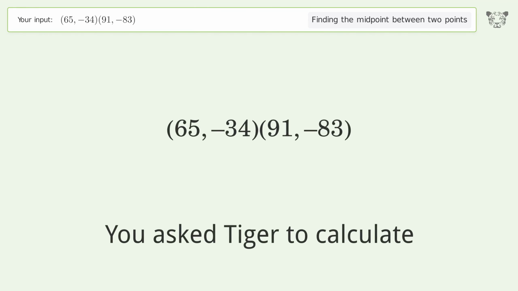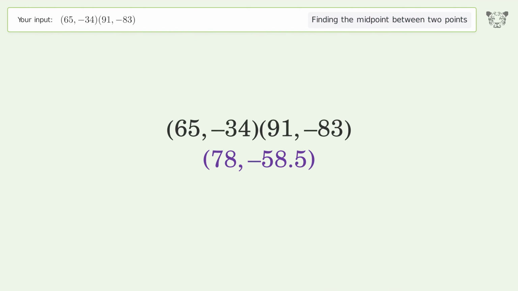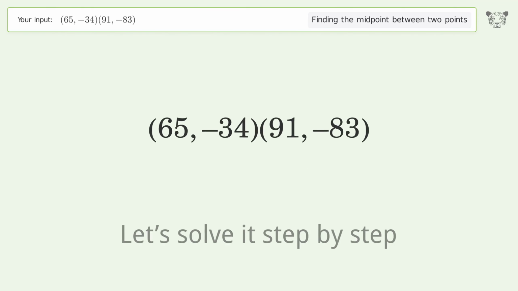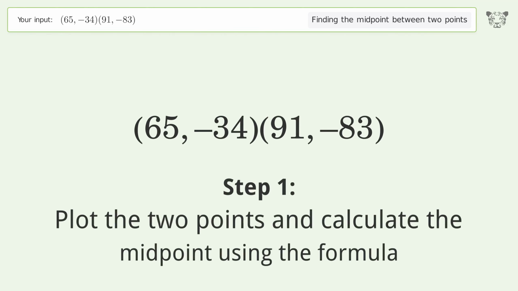You ask Tiger to calculate. This deals with finding the midpoint between 2 points. The midpoint between the 2 points is 78, negative 58.5. Let's solve it step by step. Plot the 2 points and calculate the midpoint using the formula.